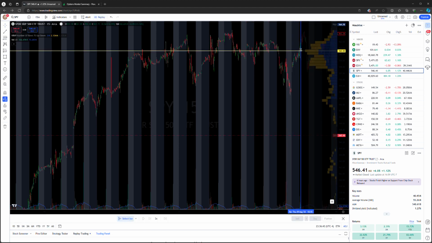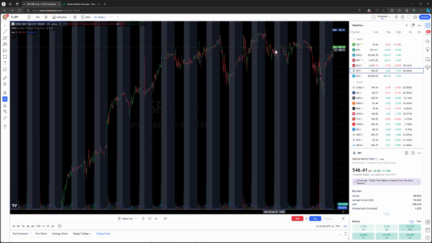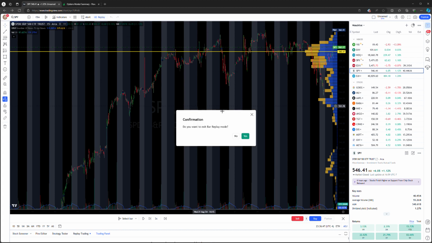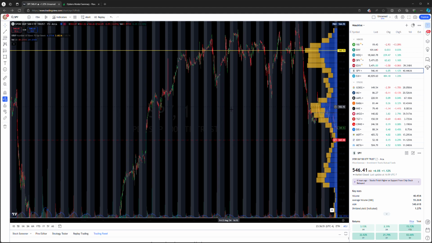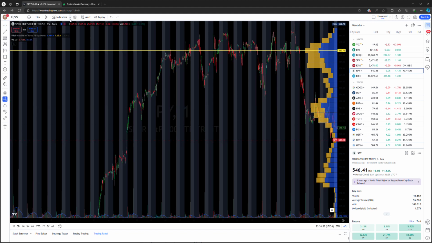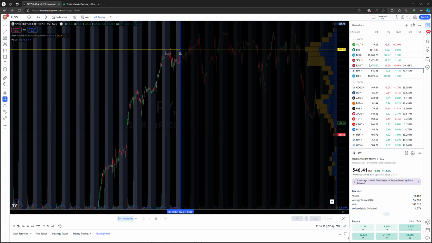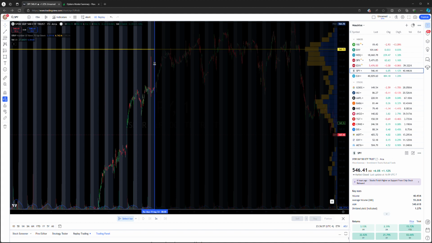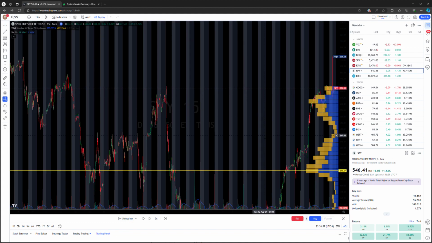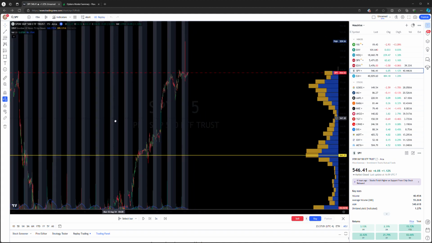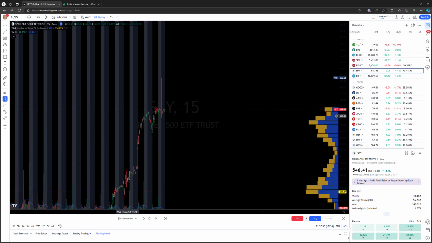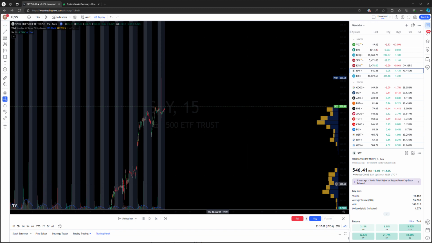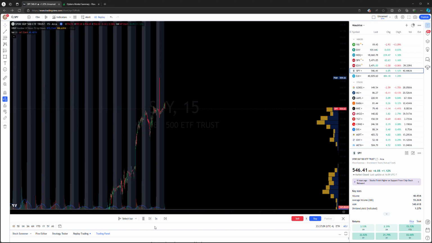Just want to show you how a volume profile will develop across time, or how the point of control will develop across time, because it's very, very important to understand. Okay, we'll start here. All right, cool. And let's play.